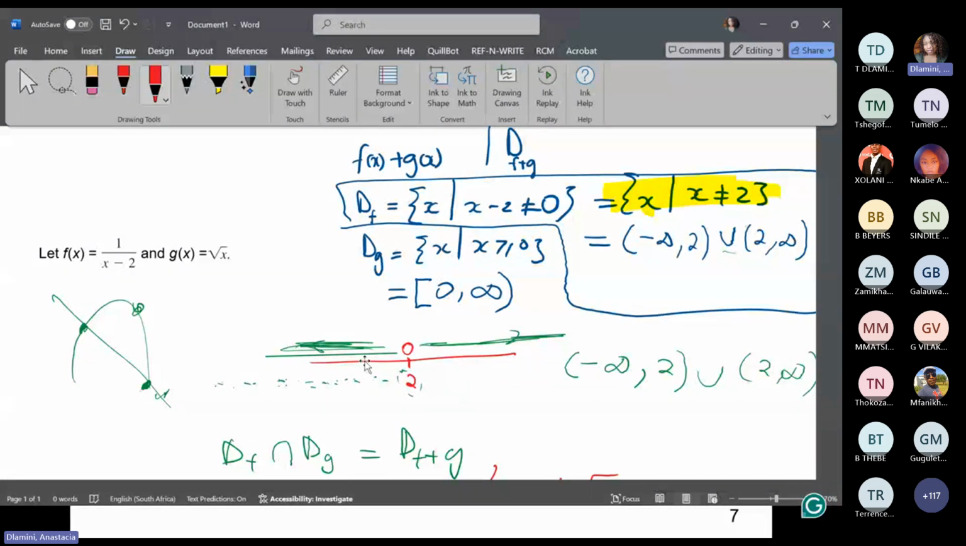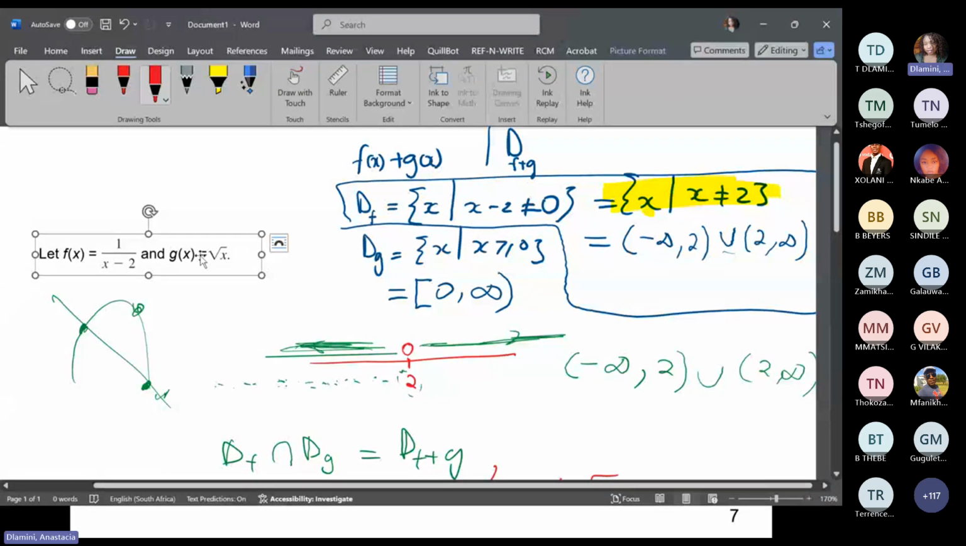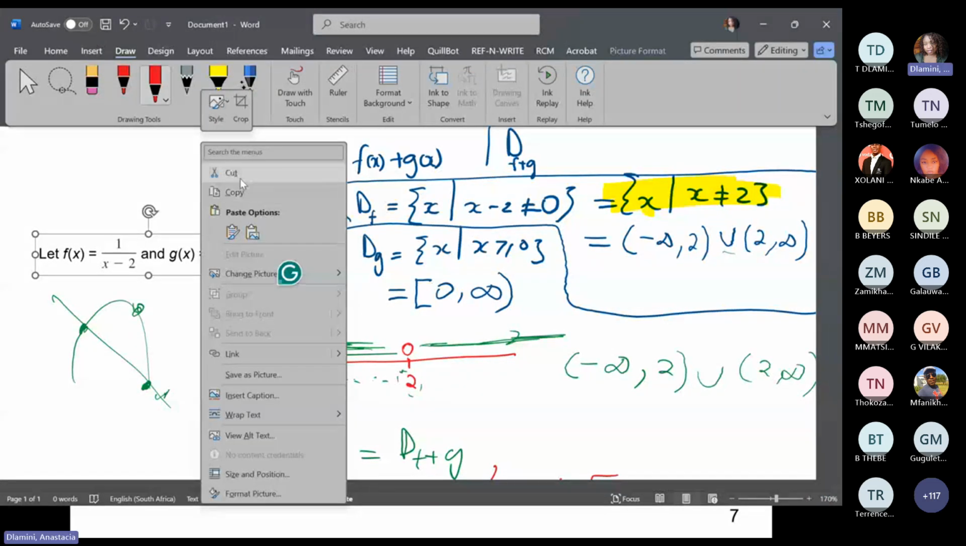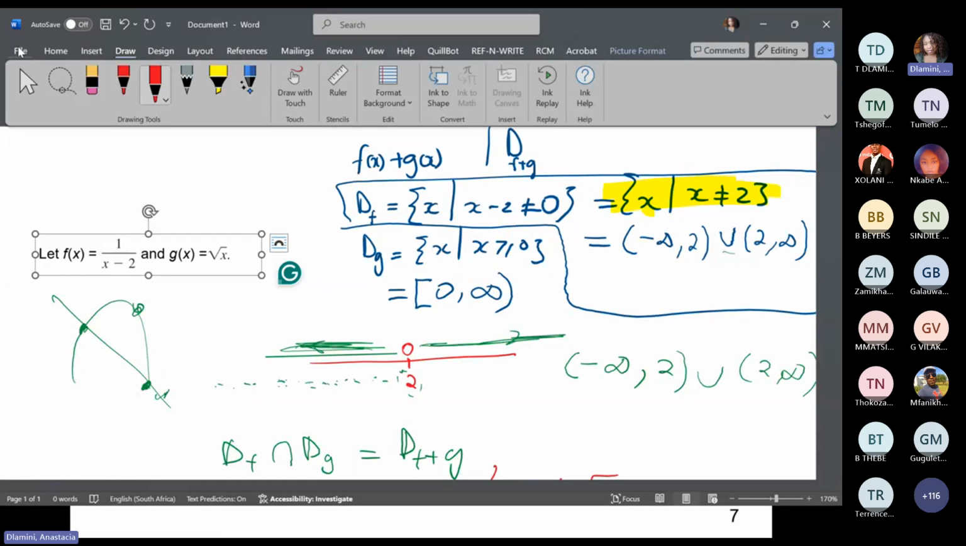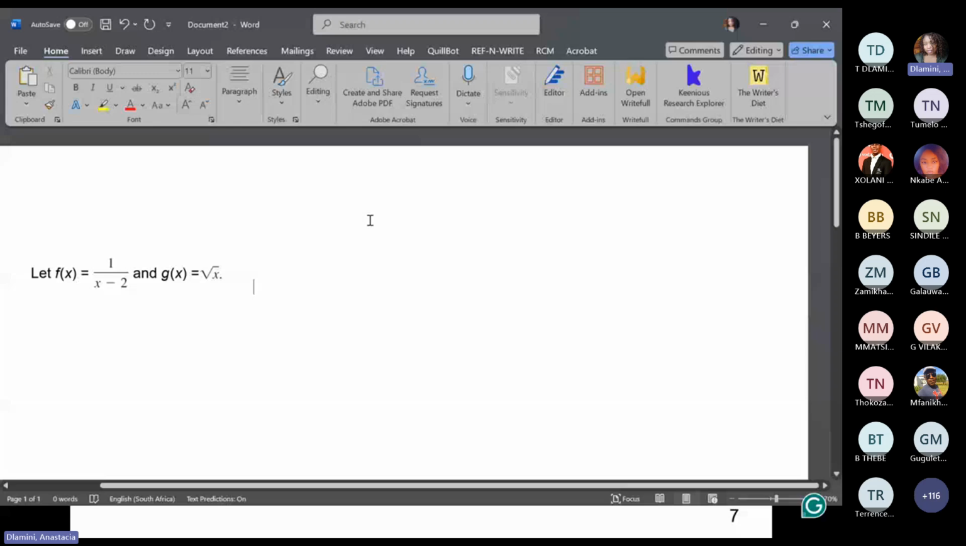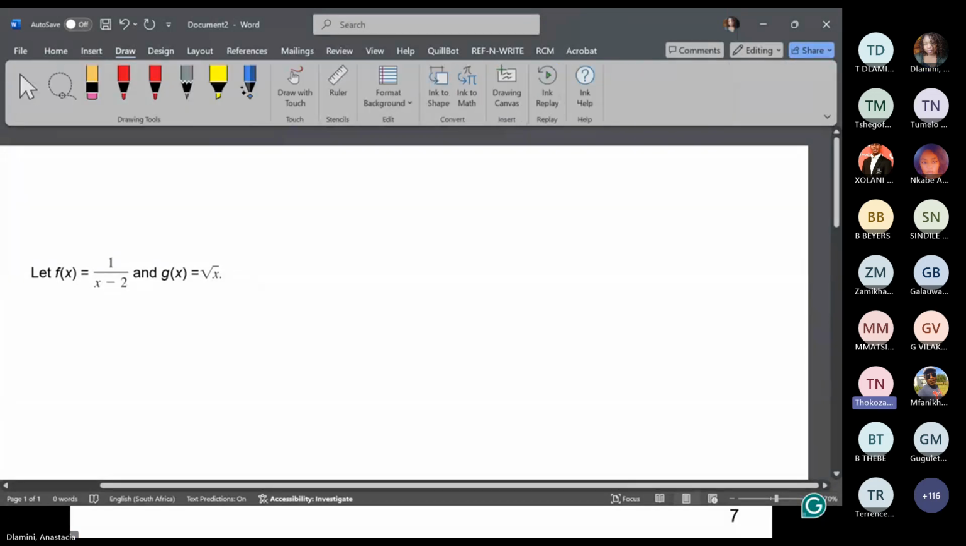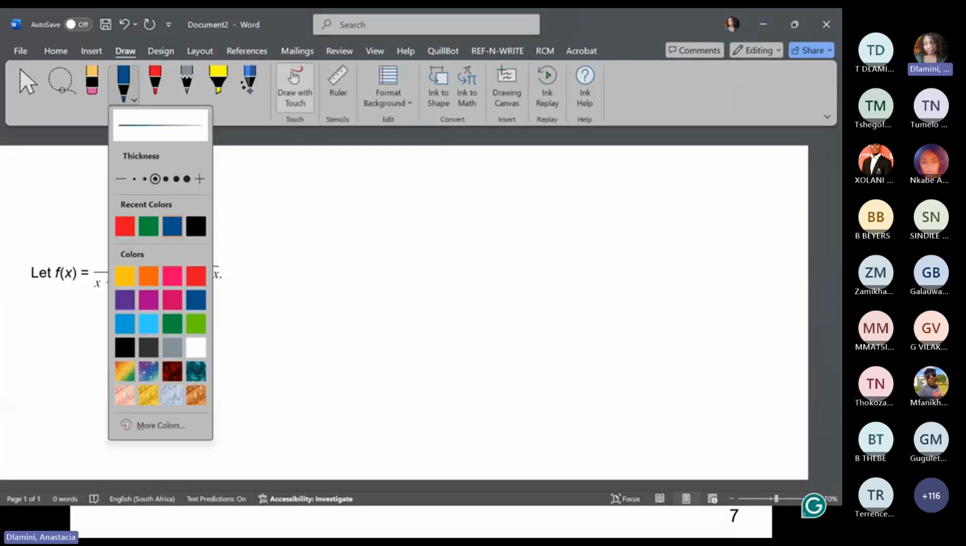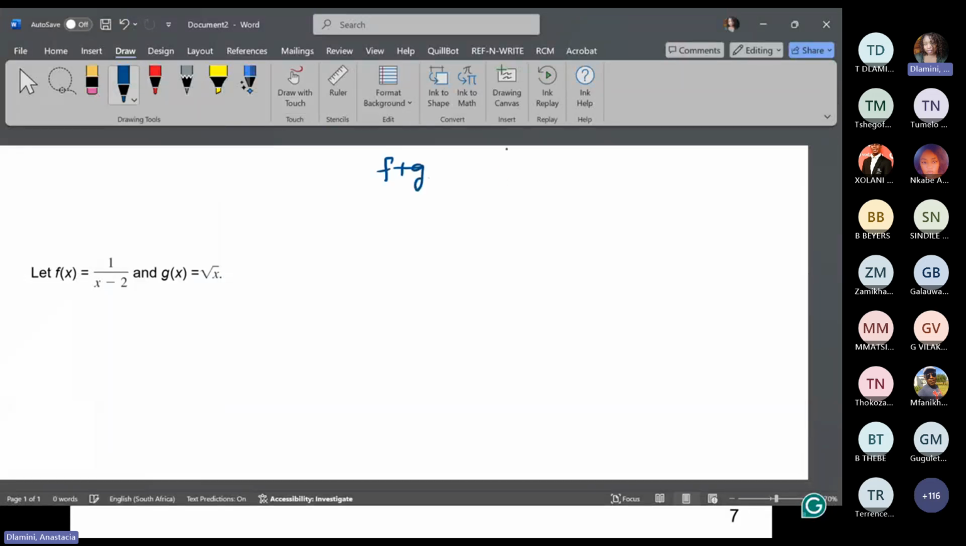Okay. Let's do it together, me and you. I need space and a clean place. So I'll say copy. We come here and listen carefully. These are the two functions, isn't it? Yes, ma'am. Okay. The two functions, they want us to find f plus g, and they want us to find the domain of f plus g, right? So let's start with what you guys said, f plus g.